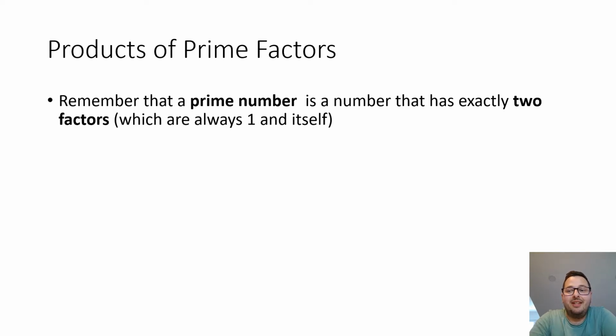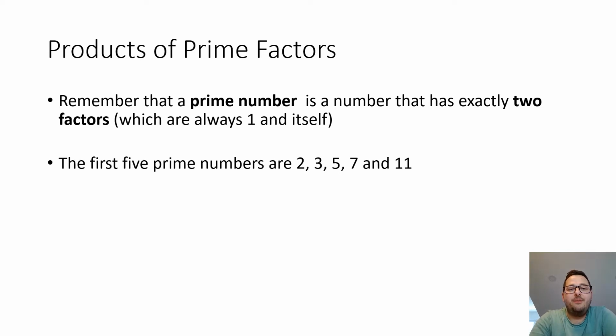So let's have a little talk about primes. Just remember that a prime number is a number that has exactly two factors, and these are always 1 and itself. The first 5 prime numbers are 2, 3, 5, 7 and 11, and those are the main ones that we're going to be bothered about today.